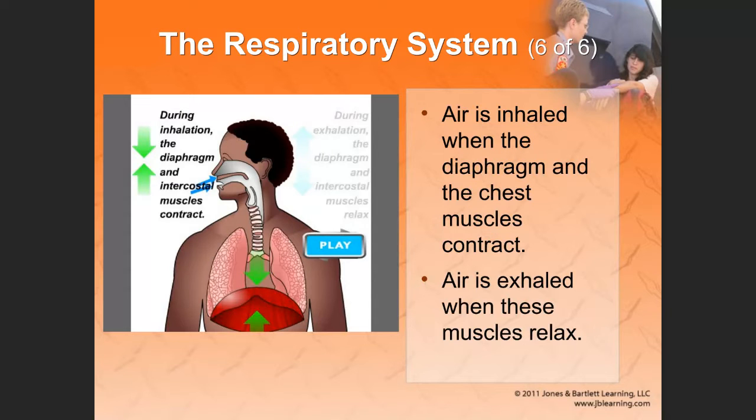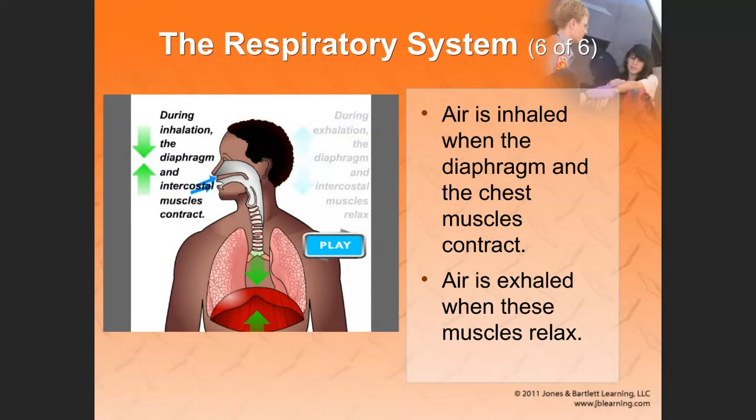Now, during inhalation, which is the active phase of breathing, the diaphragm and intercostal muscles contract. The diaphragm and intercostal muscles are skeletal muscles that are important to the process of ventilation. So inhalation is active, exhalation is passive.